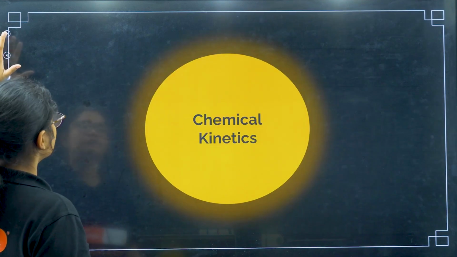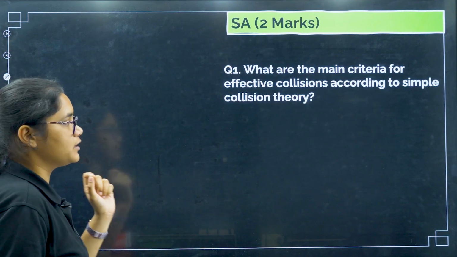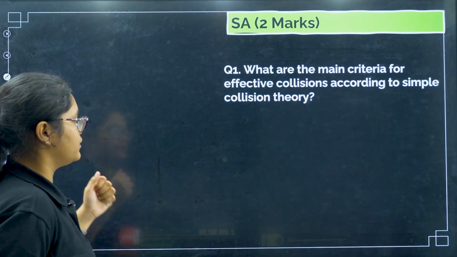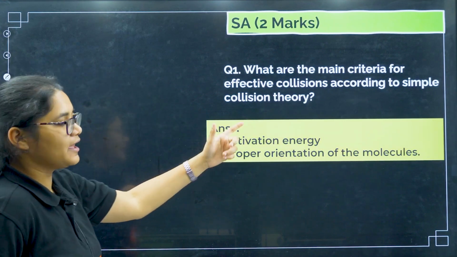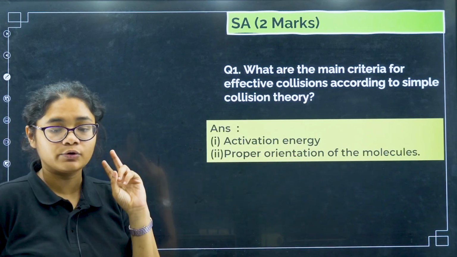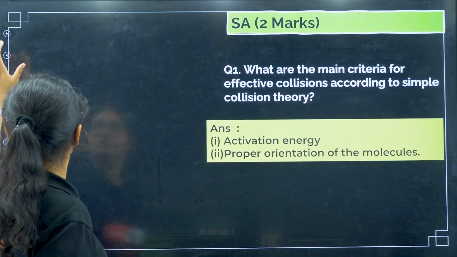Next, moving to kinetics. First, what is the main criteria for effective collisions? According to the simple collision theory, they should have proper activation energy and the proper orientation. These are the two criteria for effective collision.